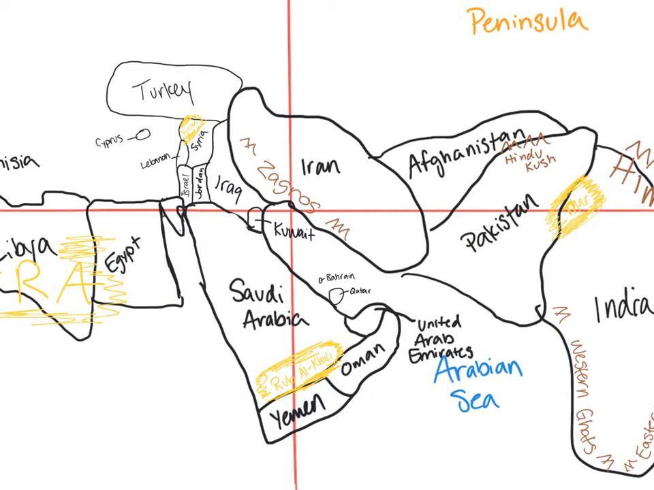And this is the Persian Gulf in here. That's a type of cat. Okay.